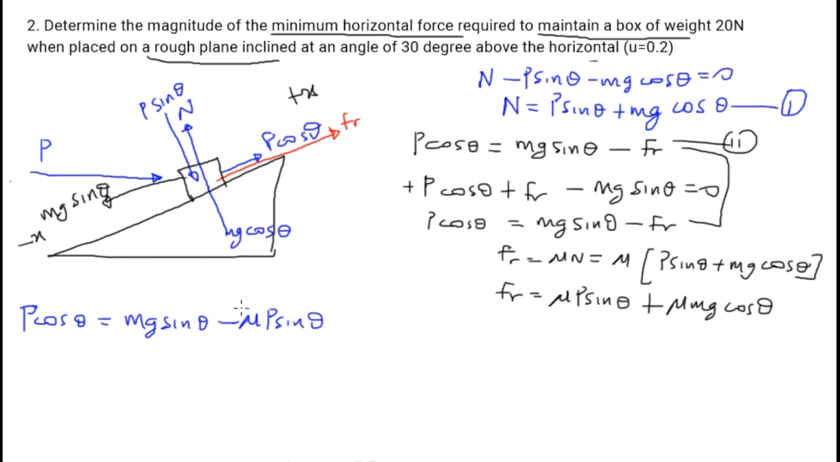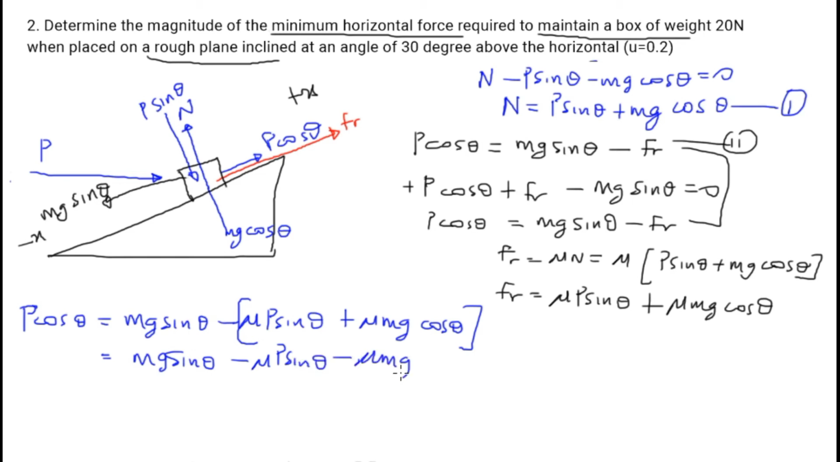Oh, this is minus, so I need to be very careful. I need to make use of the bracket. Then plus mu mg cos theta. Okay, so if I distribute the minus, then I'll have mg sine theta minus mu P sine theta minus mu mg cos theta. Okay, this is P cos theta.